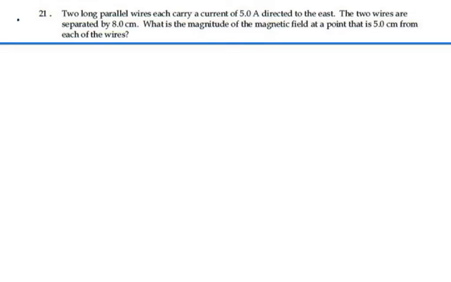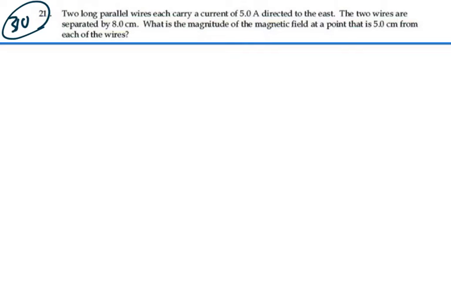Here's problem 3021. Two long parallel wires each carry a current of 5 amps directed to the east. The two wires are separated by 8 centimeters. What is the magnitude of the magnetic field at a point that is 5 centimeters from each of the wires?